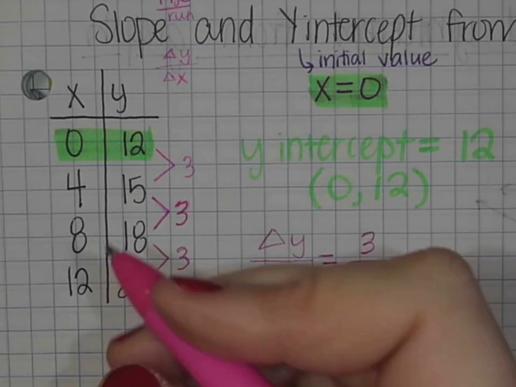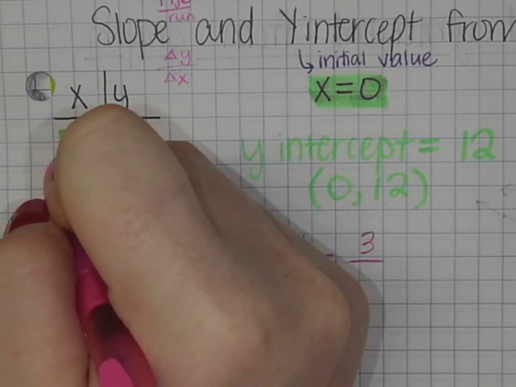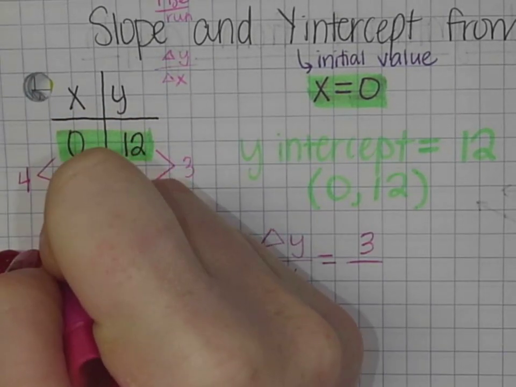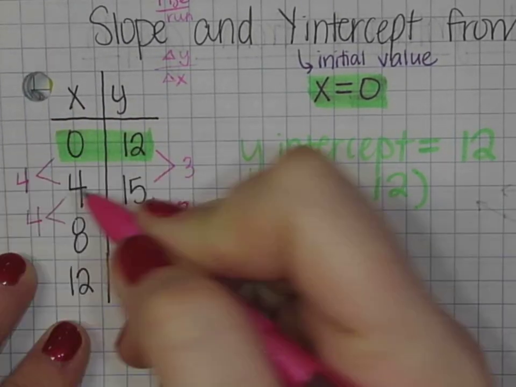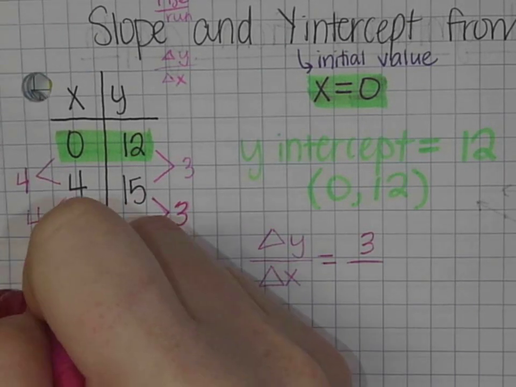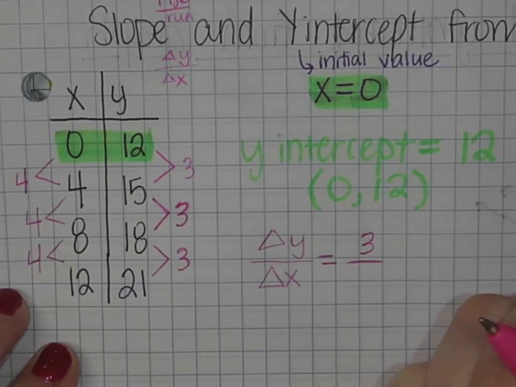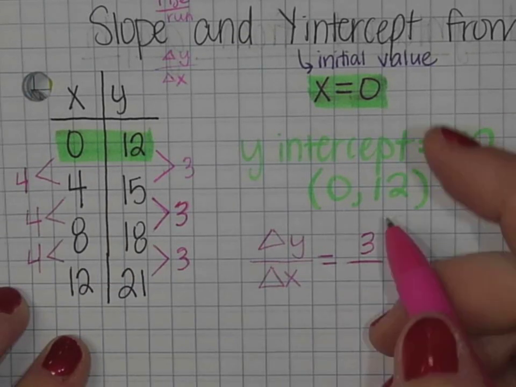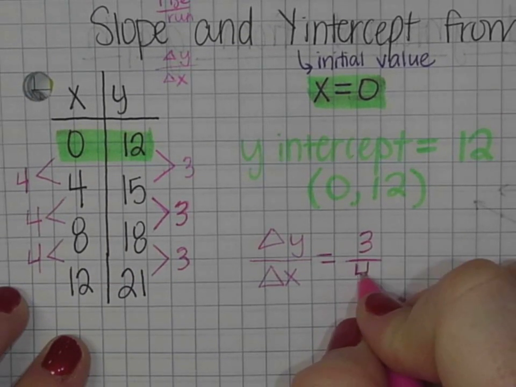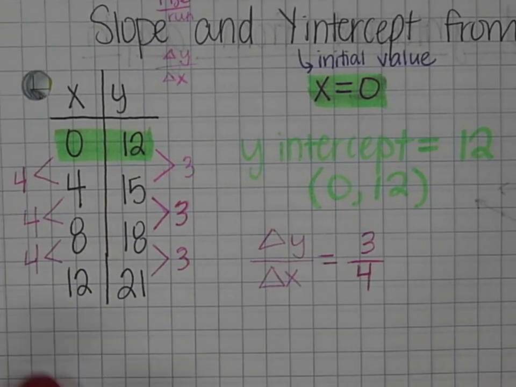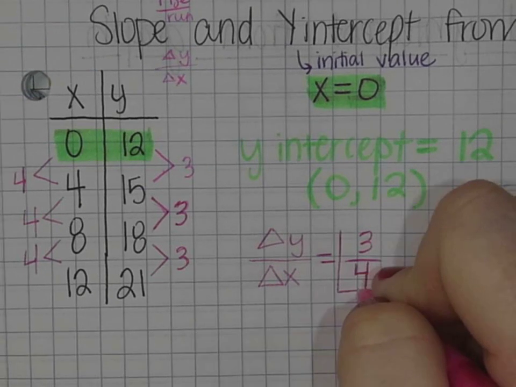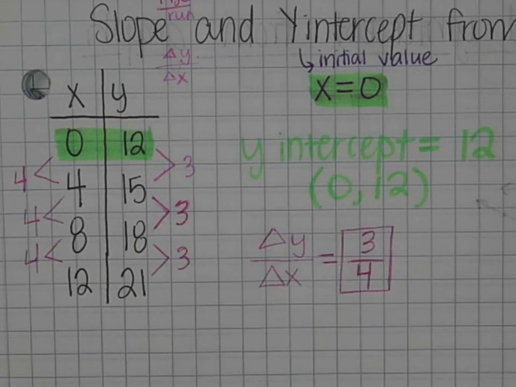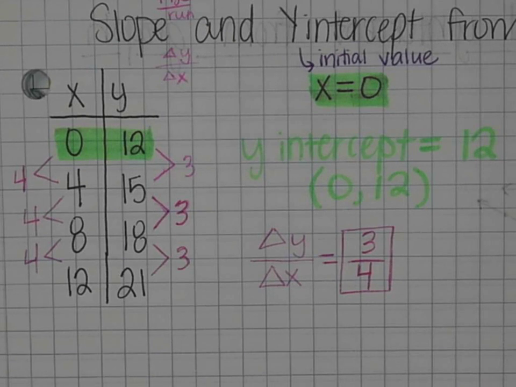over, and then look at this side. From 0 to 4, that changes by 4. From 4 to 8, changes by 4. 8 to 12 changes by 4. So I would put the change in y was 3, the change in x is 4. So 3/4 would be my slope, where my y-intercept was 12.